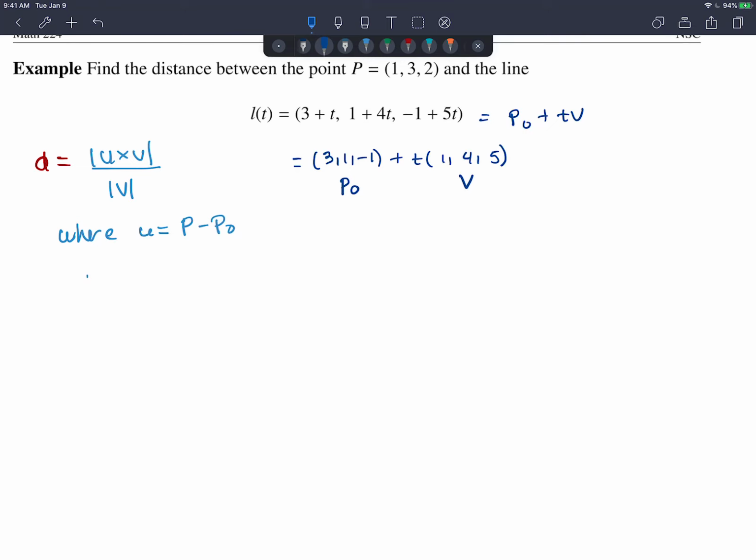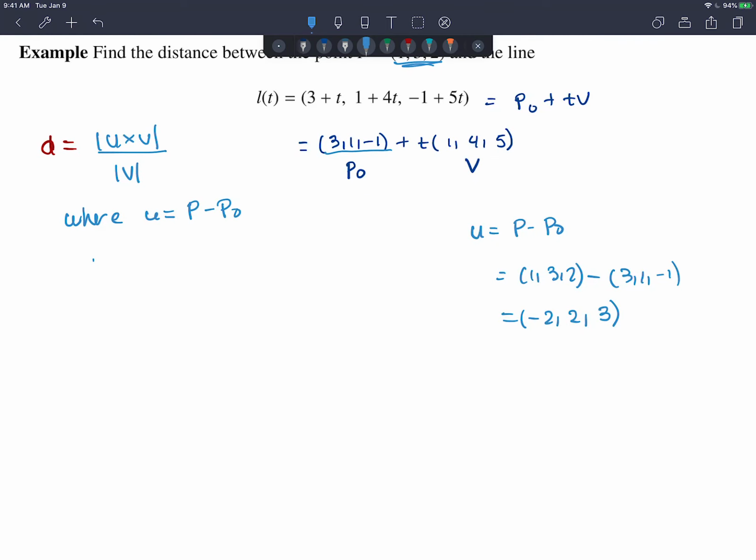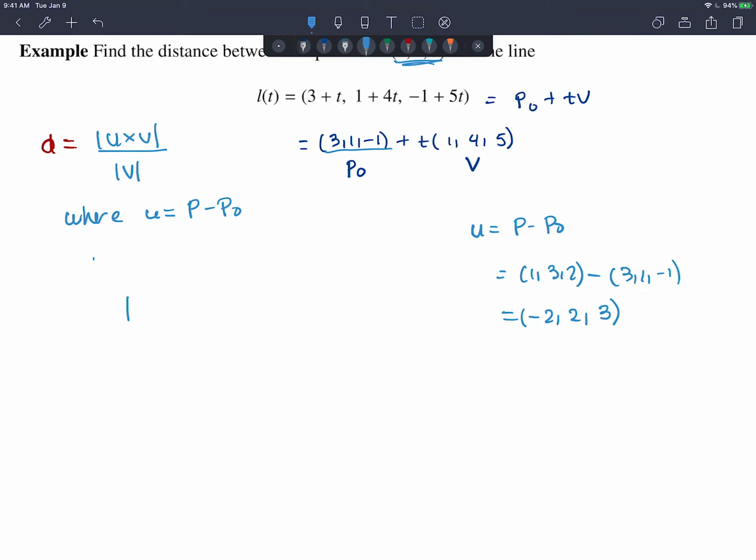And now, using what I said over here, what I need is that my u has to be p minus p0. My p is given up here, so my u is the vector 1, 3, 2 minus p0, which is this one, 3, 1, negative 1. So it becomes 1 minus 3 is a negative 2, 3 minus 1 is a positive 2, 2 minus a negative 1 becomes a positive 3. So it's negative 2, 2, 3. That's my vector u. So I need to find the vector u cross v.